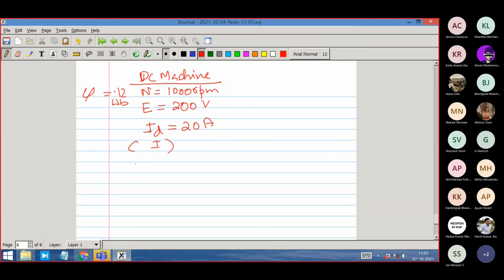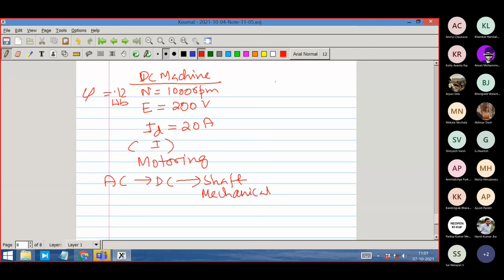This is motoring, we call it motoring, because power is coming from the AC to DC and going to the shaft. The DC machine is taking power and giving it to somebody, the mechanical shaft. So that is the power flow.